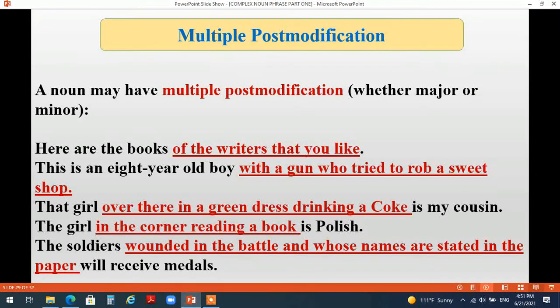Regarding the final example, the soldiers wounded in the battle and whose names are stated in the paper will receive medals. The head noun here is the word soldiers. This word has been post-modified by using the past participle non-finite clause wounded, and then we have a prepositional phrase in the battle. And then we have a relative clause whose names are stated in the paper. So again here we have three different types of post-modification. This means that we have what is called multiple post-modification because we have more than one type of post-modification in the same sentence.